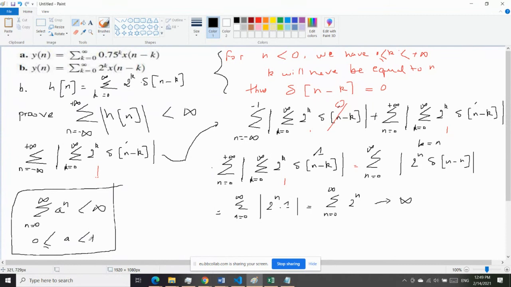Of course it can be 0, but it cannot be 1, because 1 to the power of n would also go to infinity, so 1 is not included. Here I have a equal to 2, so it will go to infinity; it cannot be less than infinity, since you are adding numbers that go to infinity. Therefore, what's the result? The system is not stable. It goes to infinity. Okay, the system B is not stable. Clear?